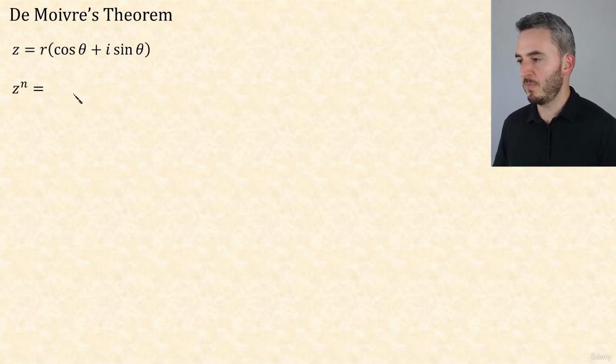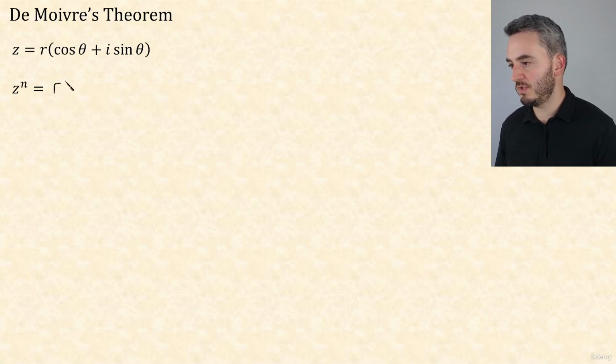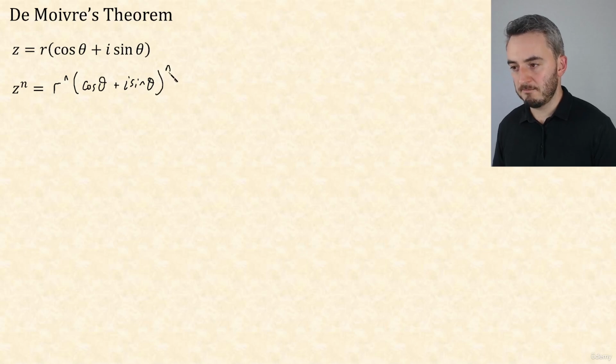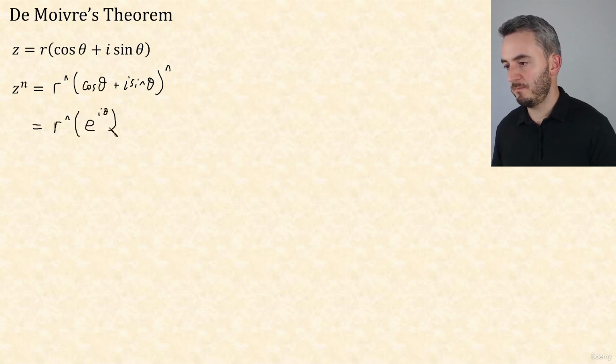what do we get? Well, obviously we get r to the n, that's okay, r is just a real number, so r to the n, and then we get this number here to the power of n, so that is cos theta plus i sine theta to the power of n. Now, let's try to evaluate this bit. So I don't need to do anything with my r to the n, but we're going to dip into exponential form for this. So cos theta plus i sine theta is the same as e to the i theta.